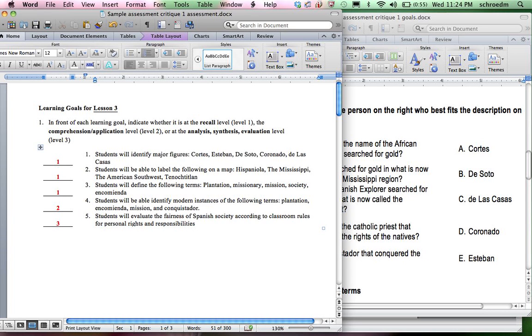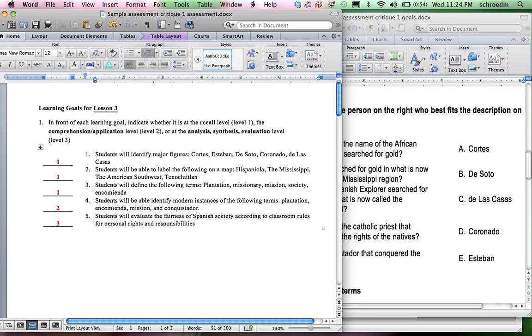I'm just picking people out of a lineup, basically. Cortez, the guy who battled the Aztecs, and so on. And so it's a level 1. For goal number 2, students will be able to label the following on a map. Labeling things on a map is pretty much a level 1, unless you do something funky with it. Goal 3, students will define the following terms: plantation, missionary, mission, society, and encomienda. That's also a level 1, because defining can just be saying the definition out of the textbook.